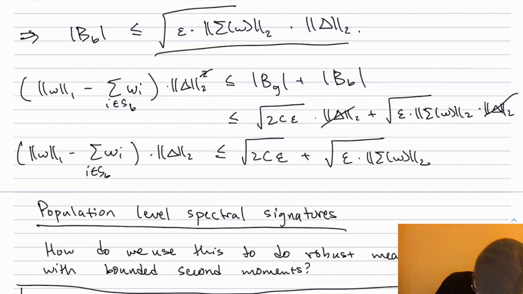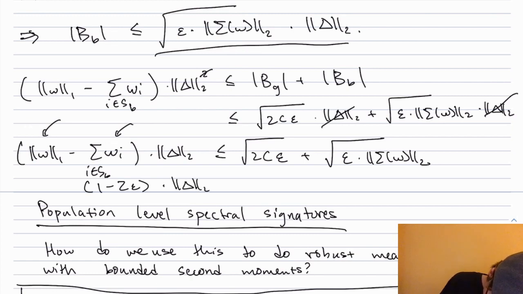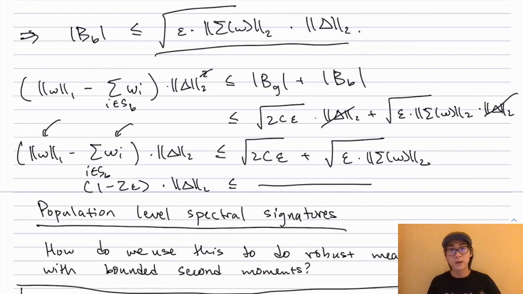And now to conclude the proof, we just need to observe that the L1 norm of W is at least 1 minus epsilon, because we're within this set. You can only remove an epsilon amount of mass from the uniform distribution. And this is at most epsilon as well, because it's the amount of mass that W can place on the bad points, which is upper bounded by the amount of mass that the uniform distribution can place on the bad points. So overall, this says that 1 minus 2 epsilon times the L2 norm of delta is at most this quantity. And if you just move the 1 minus 2 epsilon to the other side, you get exactly the bound that we claimed.